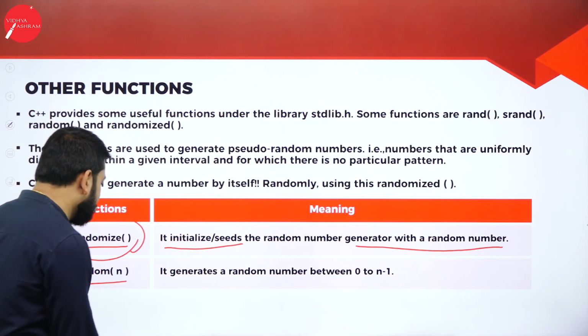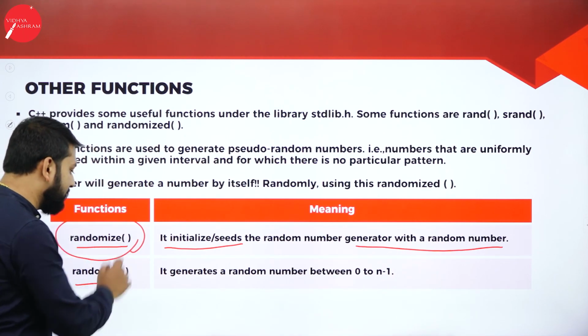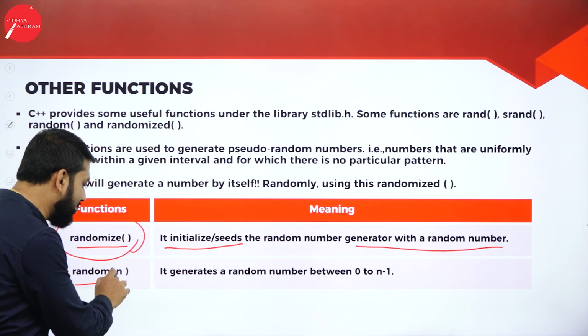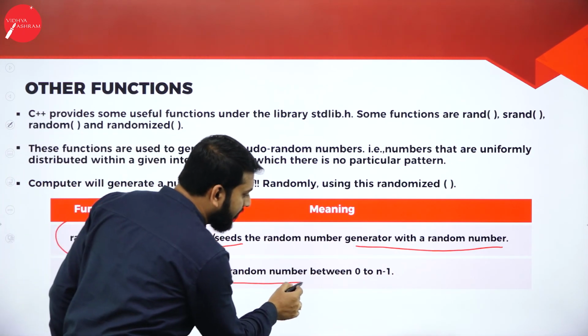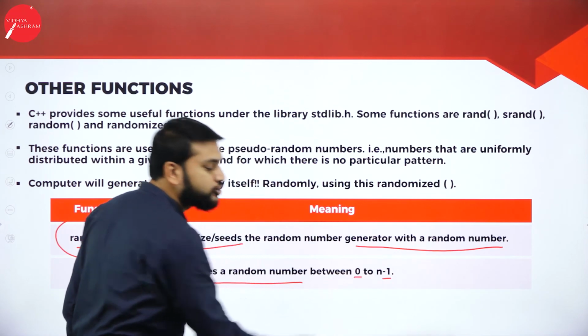What is this random(n)? So I don't have parameters here. Here I have a parameter. n is a parameter. Please listen to me. It generates a random number between 0 and n minus 1.